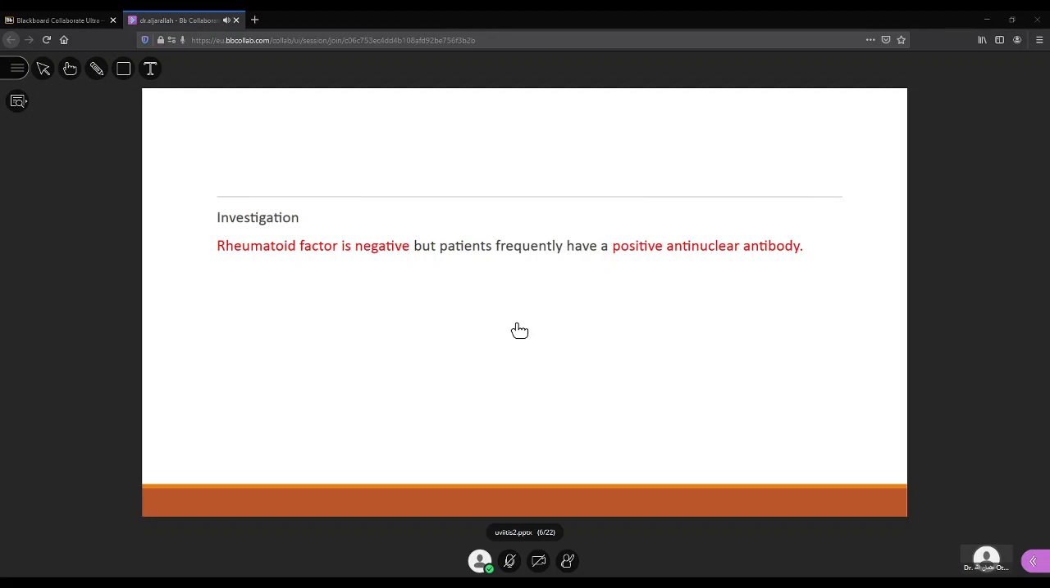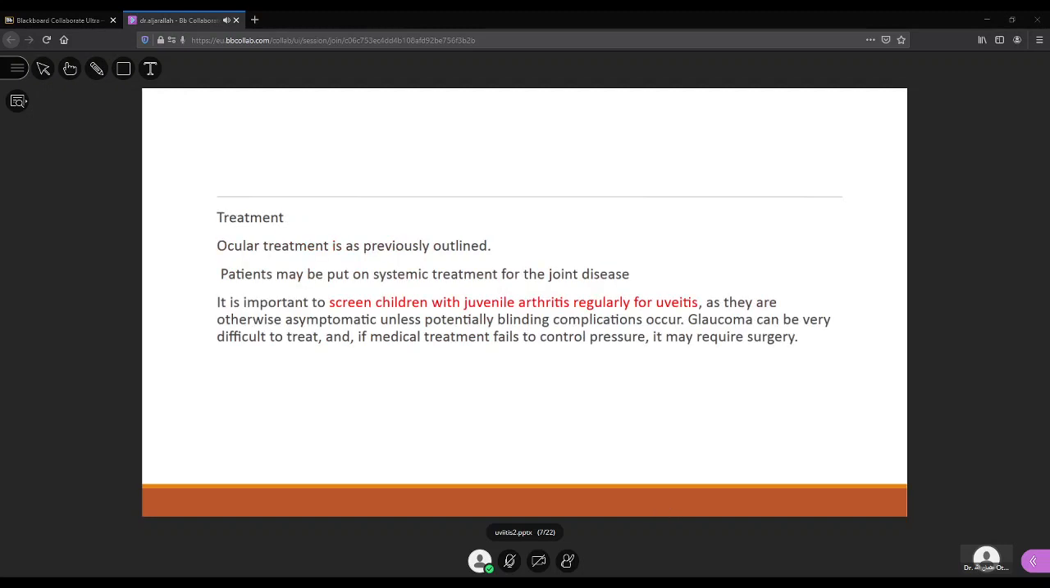Investigation: rheumatoid factor is usually negative, and patients frequently have positive ANA. Treatment is as outlined in anterior uveitis: atropine and steroid. But make sure, with steroid, we should check for IOP rise secondary to steroid use. Also check for cataract, whether because of steroid use or because of the nature of the disease. The patient may be put on systemic treatment for the joint disease, and this will be decided by the rheumatology doctor.